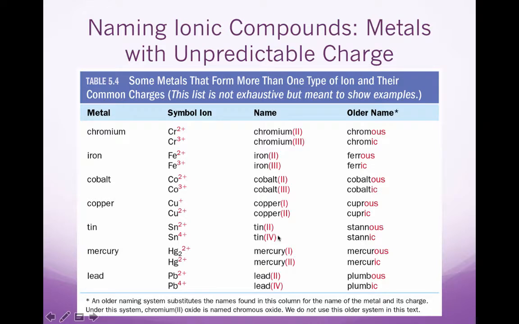So you have to put the charges in parentheses again because all these elements can form multiple charges. So we can't determine the charge just by looking at what element it is like we could with group 1 and 2 and silver, zinc, and aluminum.